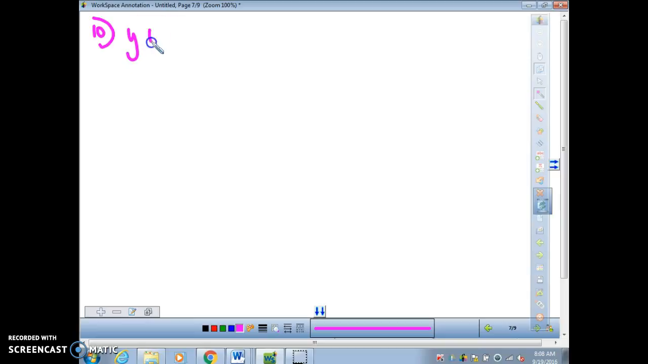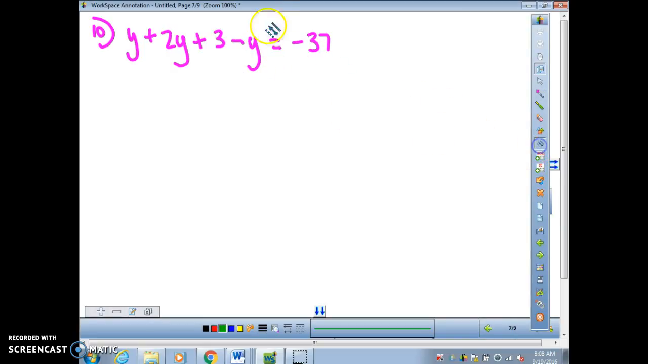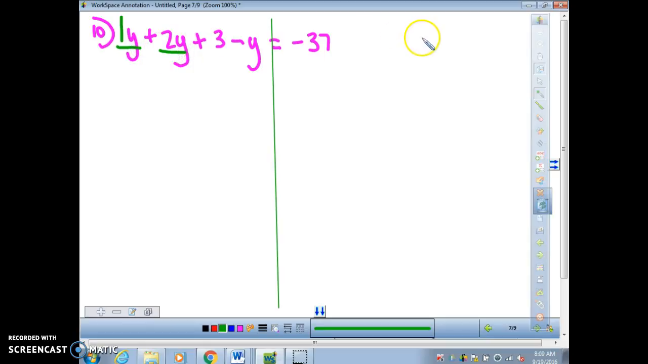Alright, we have y plus 2y plus 3 minus y is equal to negative 37. Okay? So there are no parentheses, so we don't have to worry about distributive property, but we do have like terms. This is an understood 1y. So we're going to say 1y plus 2y gives us what? 3y. But then we have to subtract this understood negative 1y, don't we? So 3y minus 1y is going to leave me with what? 2y. Okay? So adding all these y's together leaves me with 2y. And then I'm just going to bring down the plus 3.